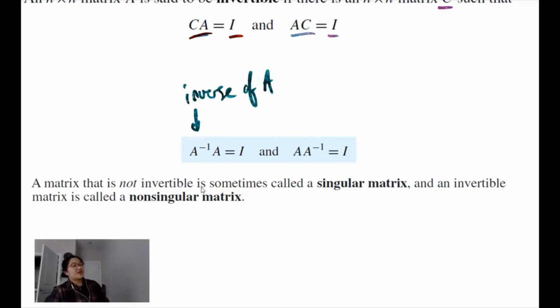If we have a matrix that's not invertible, we call it singular, and if it is invertible, we call it non-singular, just to have more vocabulary. And we're going to end up with just a long string of things that all mean the same thing. It's going to be very exciting.